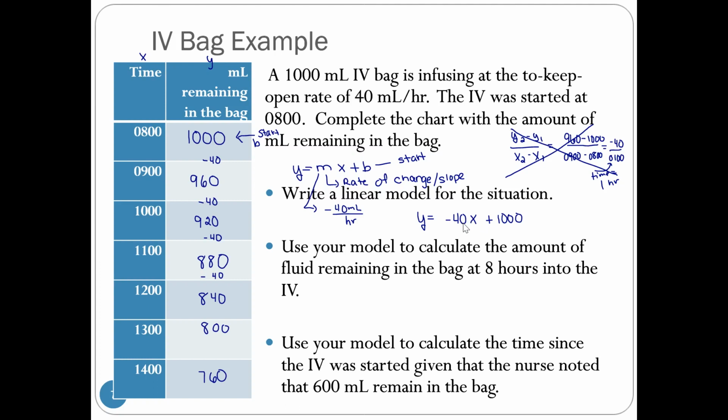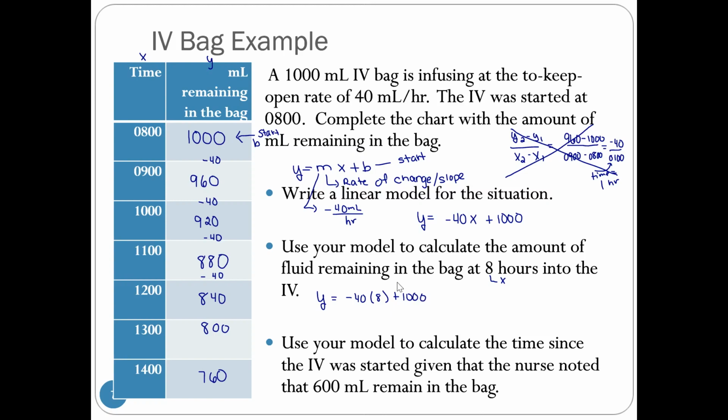So this is saying that my IV bag started with 1,000 milliliters, and each hour the fluid level dropped by 40 milliliters. Now it asks us to use our model to calculate the amount of fluid remaining in the bag at 8 hours. And here, looking at my chart can be very helpful. I see that the time is the x variable, so I would like to put the 8 hours into the formula for x. So y equals negative 40 times 8 plus 1,000.